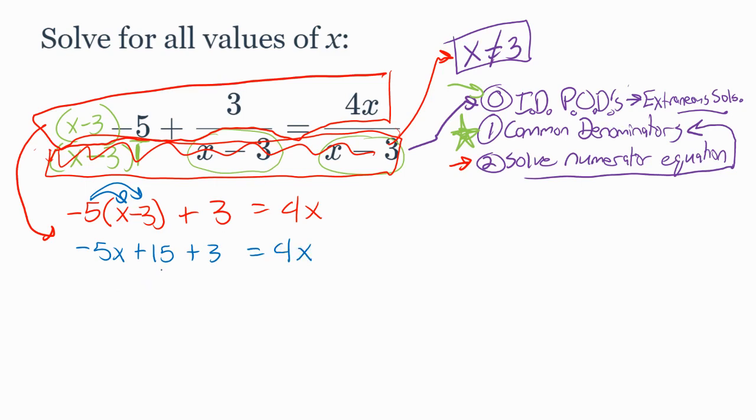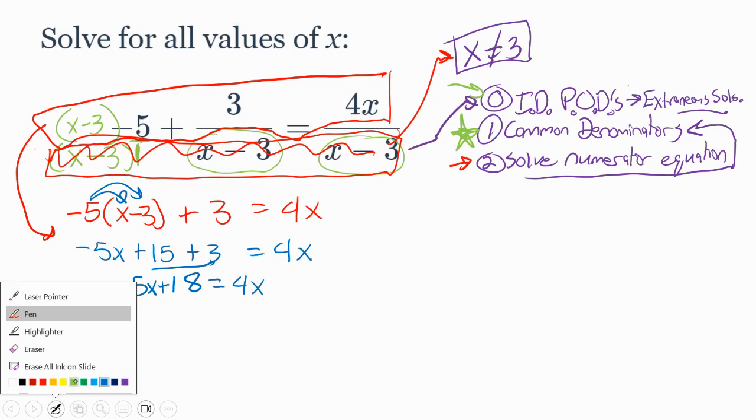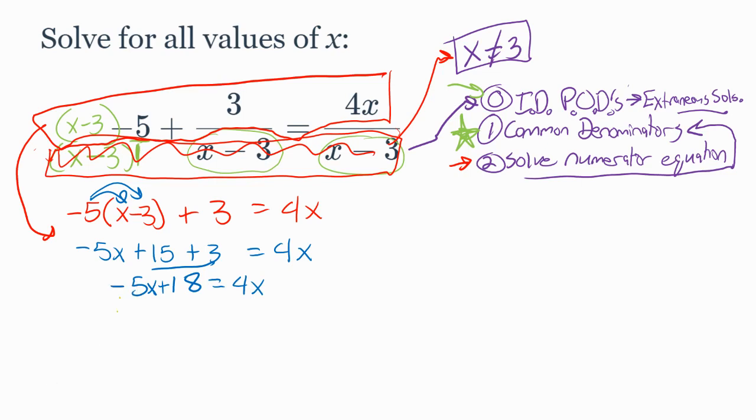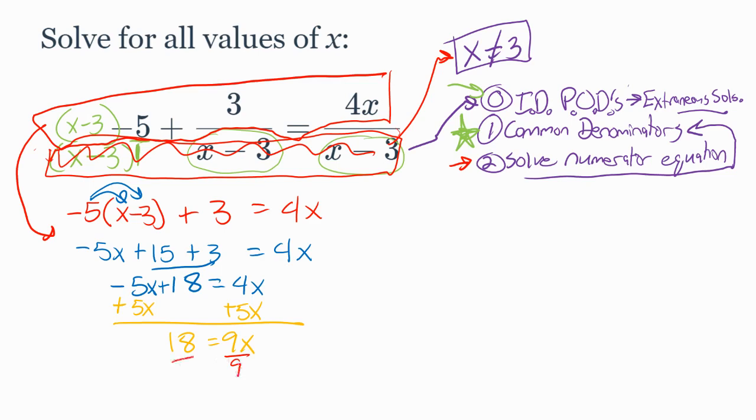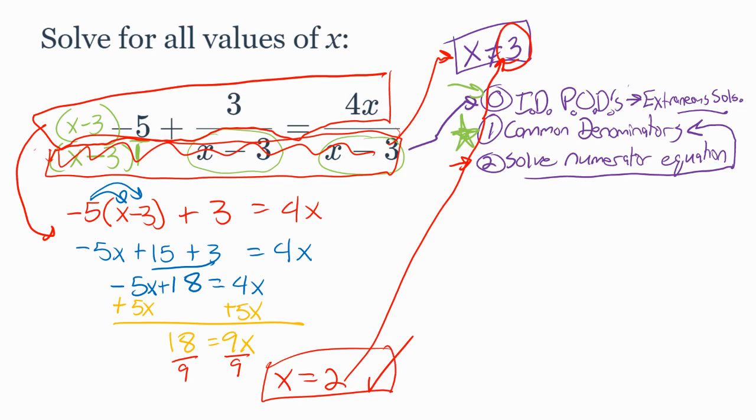As soon as we isolate x, we've got a victory. So we take our 15 plus our 3 to get 18. So -5x plus 18 equals 4x. Then we need to make like terms be on the same side, so I'm going to add the 5x to the right. You can move the 4 and the 18 around if you'd like. But 18 equals 9x. Then we finish by dividing both sides by 9, and we have an answer of 2. x equals 2. Since that's not 3, we're good. This answer is our solution.